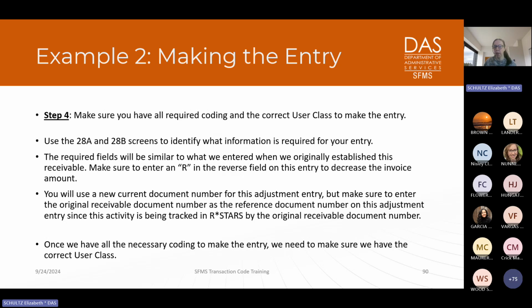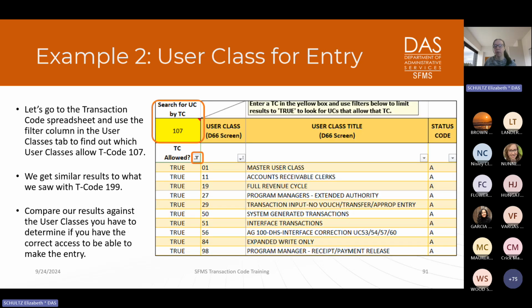And then we need to make sure we have the correct user class before we make the entry. We can search T code 107. It's going to have very similar results to T code 199. If you can establish an invoice, you probably have the security to adjust that invoice. But you can go through that step and just make sure that you have the user class for that entry.